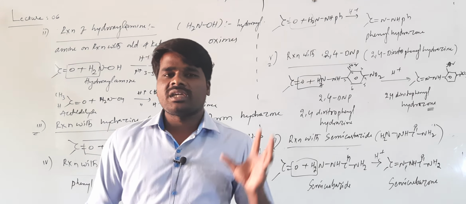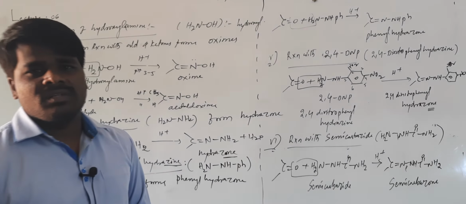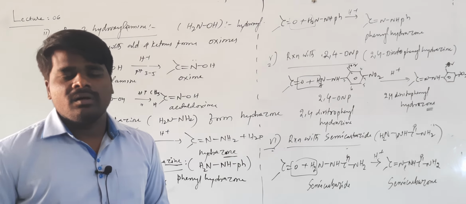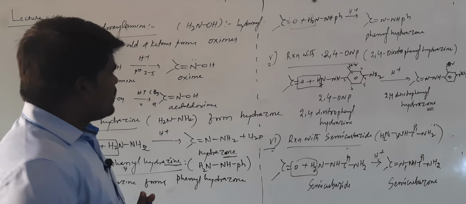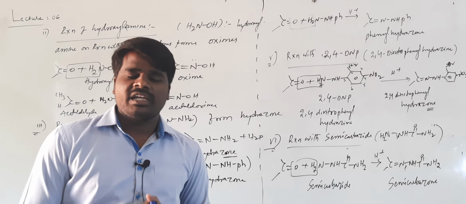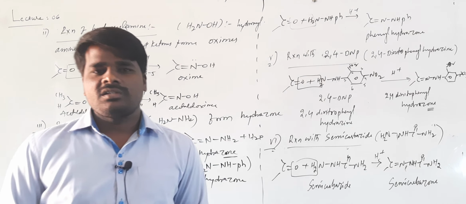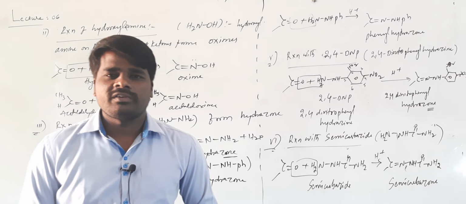All these reactions are carried out in presence of acidic medium. The pH of the medium should be between 3 to 5. Right? Hope it is clear so far, and this completes the nucleophilic addition reactions. The remaining reactions such as reduction, oxidation and others will be continued in the next class. That's all for today. Thank you.